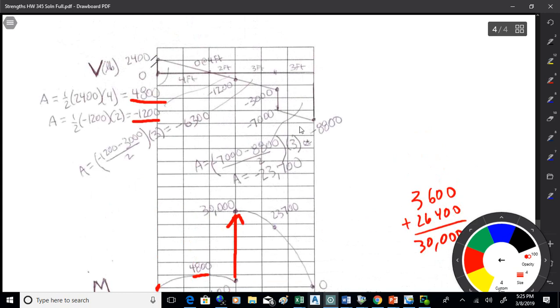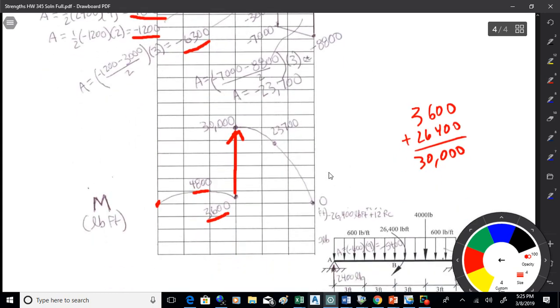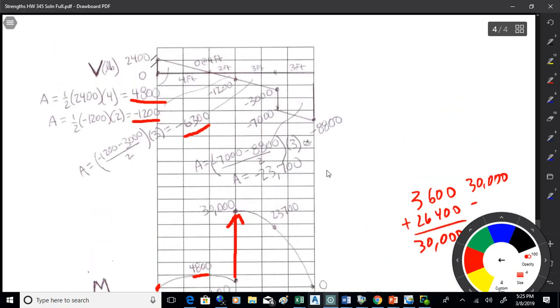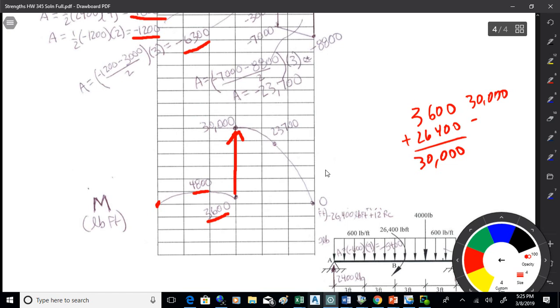Then I've got this next area, which is negative 6,300. I'm at 30,000. I drop by that amount, so I take away that 6,300, and I end up at 23,700. So that's the value of moment right there. And then this final area takes me back down to 0. So that's the moment diagram there.